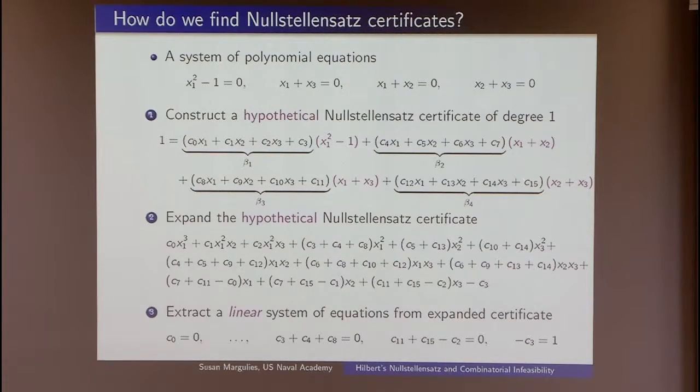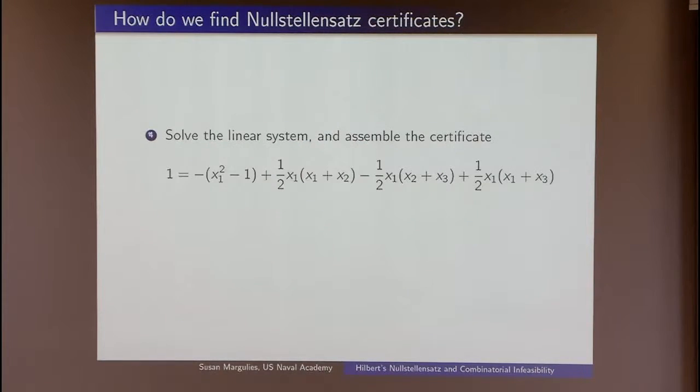If we are lucky, and if we have guessed right that this happened to be the degree, we could then reconstruct the certificate. Otherwise, we have to increment the degree and repeat. So that's just a short word about how we find these certificates. We won't really talk more about that. We're interested in what the certificates look like.